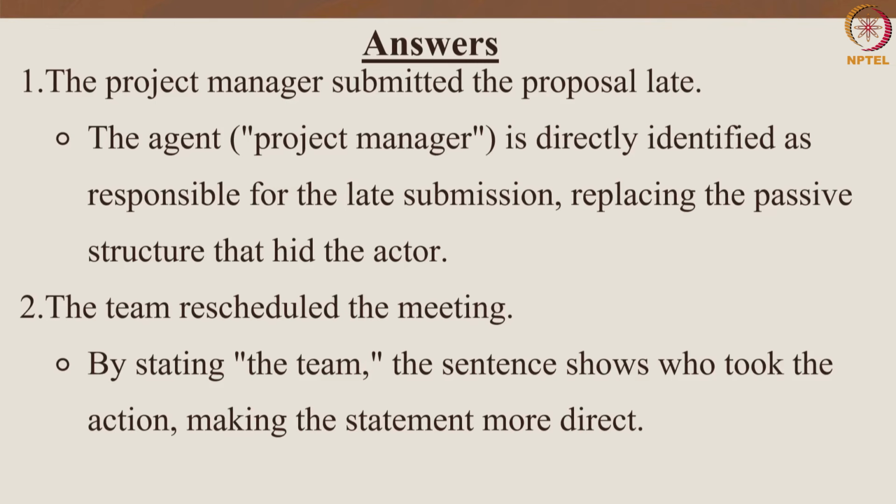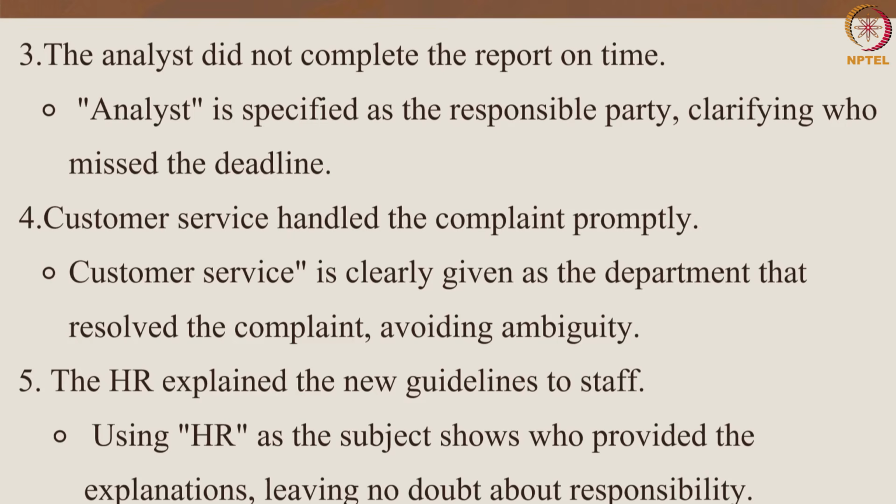The project manager submitted the proposal late. So we are inserting someone directly identified. Number 2, the team rescheduled the meeting. By stating the team, the sentence shows who took the action, making the statement more direct. Number 3, the analyst did not complete the report on time. So, analyst is specified as a responsible party, clarifying who missed the deadline.